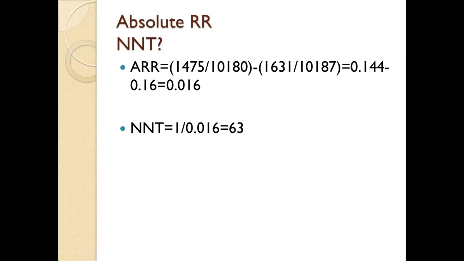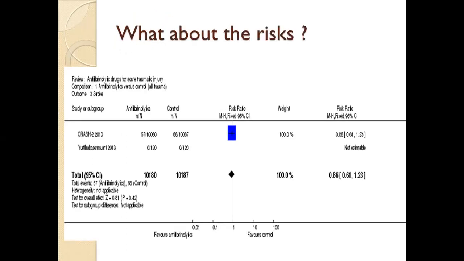You may argue that this number 63 is high, but we are speaking of mortality. And there are still things that we haven't discussed. What about the risks of this drug? As I told you before, the antifibrinolytics may increase the stroke or the myocardial infarction. Let's check here on this forest plot. It's also using the risk ratio. Check here the confidence interval. It's between 0.61 and 1.23.